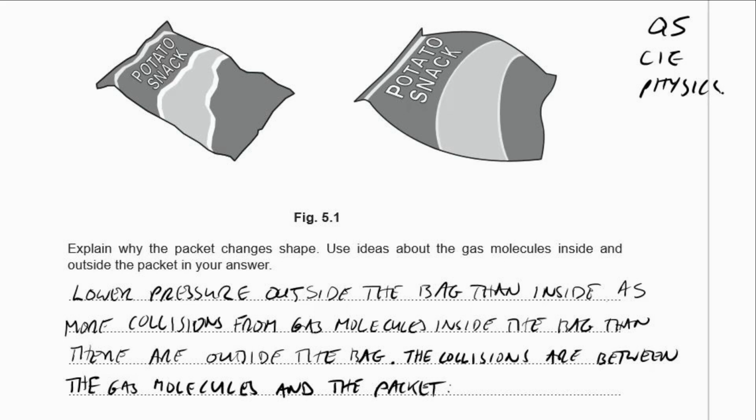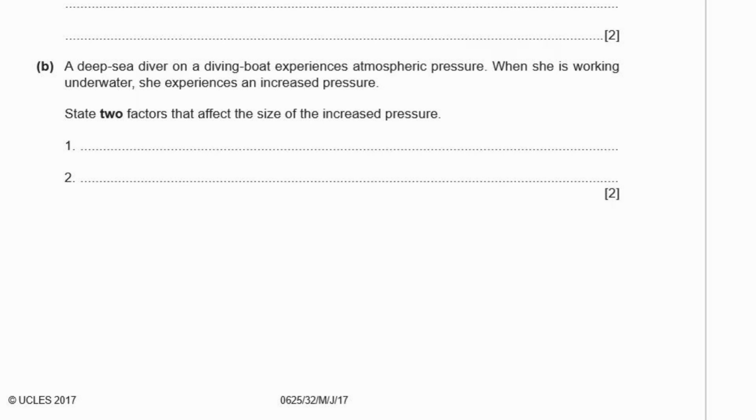There we go. B. A deep sea diver on a diving boat experiences atmospheric pressure. Well, they're not very deep in the sea. When she is working underwater, she experiences an increased pressure. It's the water. State 2 factors that affect the size of the increased pressure. Well, what do we know? Pressure in a liquid.